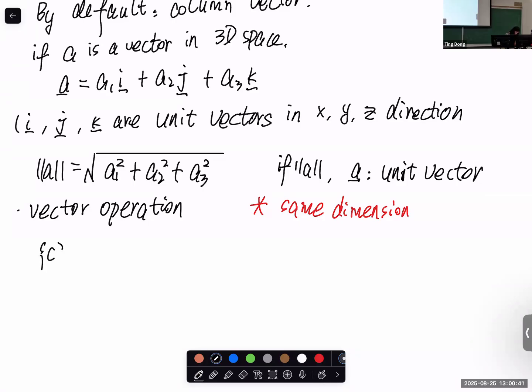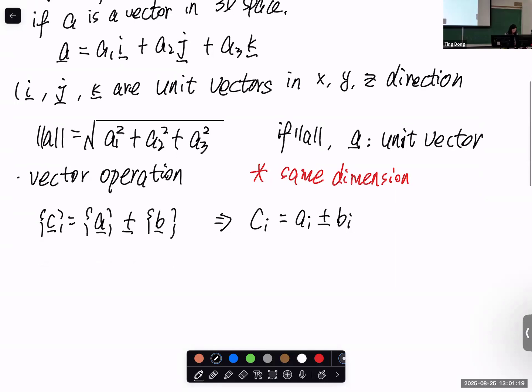So let's say you have a new vector, assuming that vector A and vector B have the same dimension, then the components in the new vector, let's use i, equal the corresponding components in A and B. So this is addition and subtraction. For the multiplication, there are two types. Hope you guys remember. One is the vector product, one is the scalar product. So let's start from the scalar product.